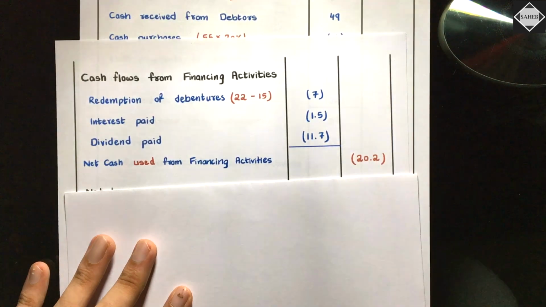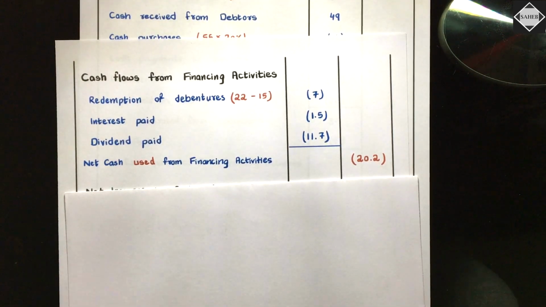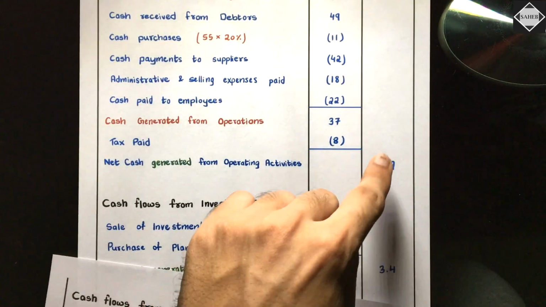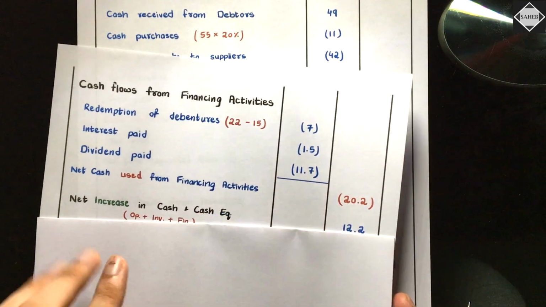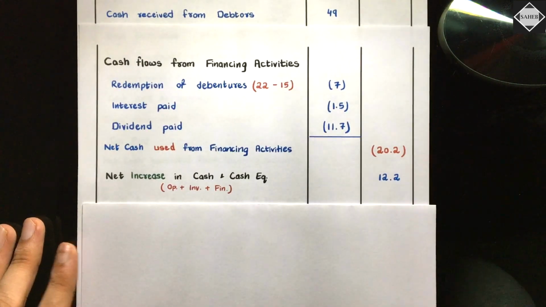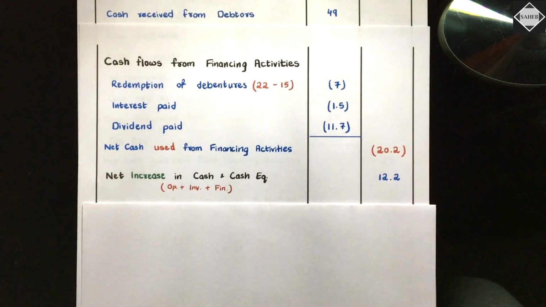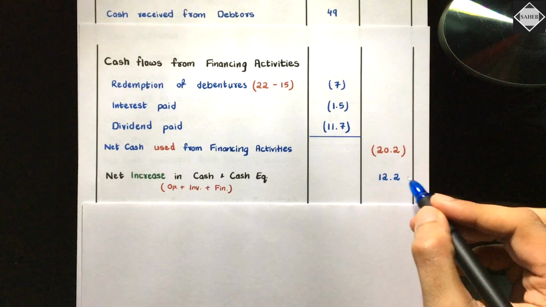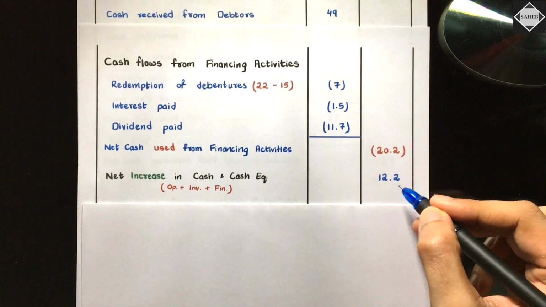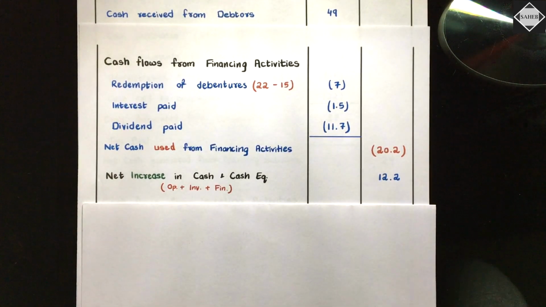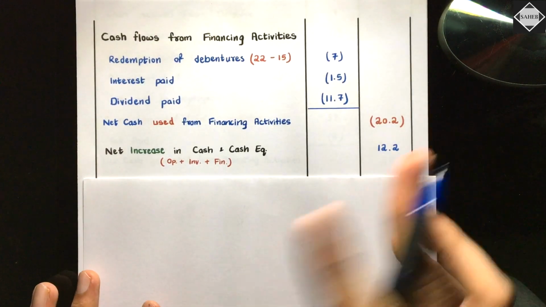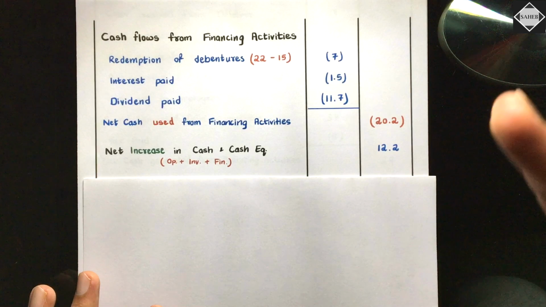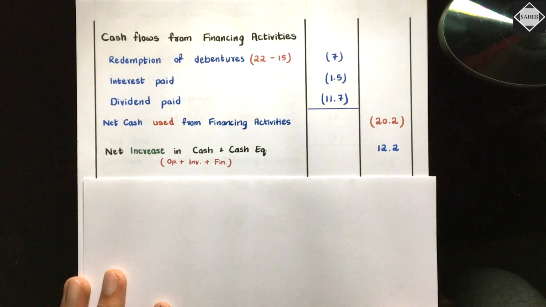And then what we will do after this, you will just make a sum of all the net cash flows, right? 29 plus 3.4 minus 20.2, that is equal to net increase in cash and cash equivalent, that is 12.2 crores. Because of all the activities, this much cash we have generated, operating plus investing plus financing. Fine, the same way you have to do. There is no difference at all. The direct and indirect difference is only for operating activities. Rest all the steps are same only, as you can see practically right now.